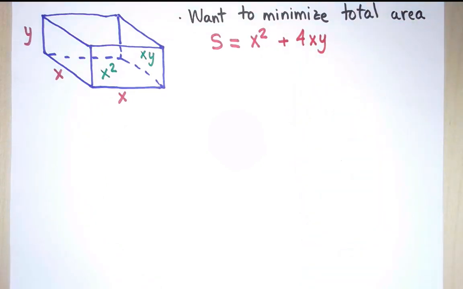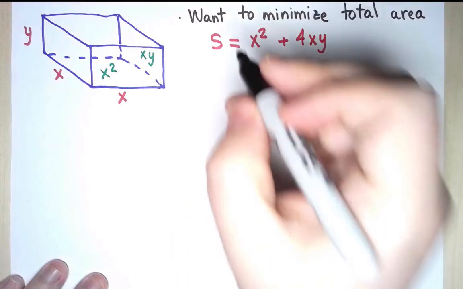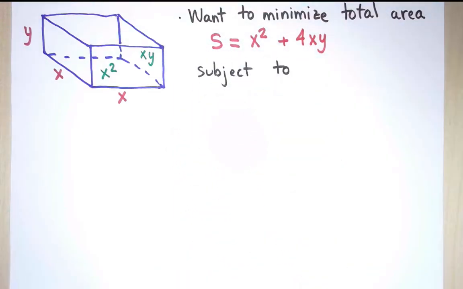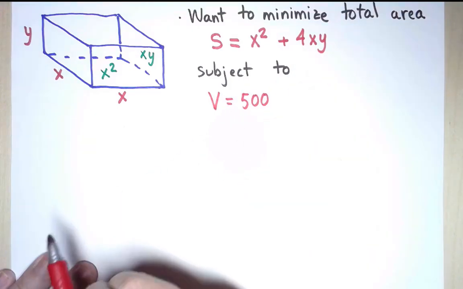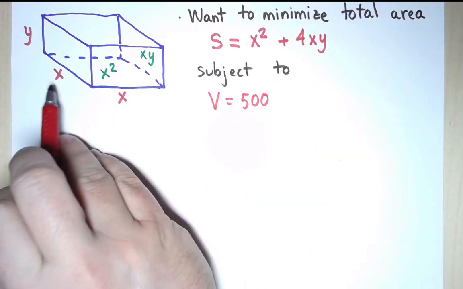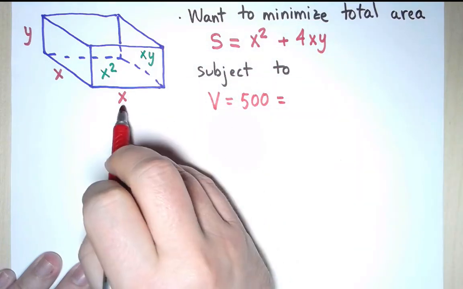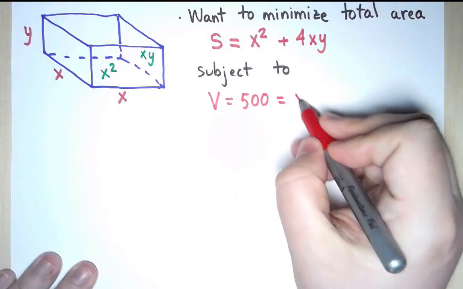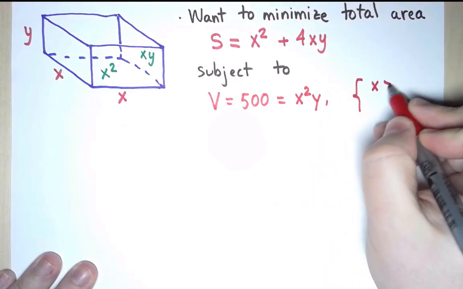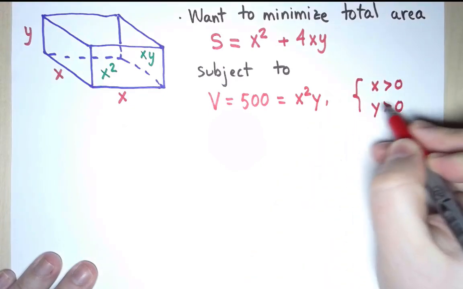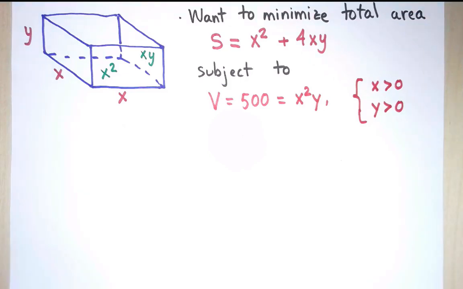That's the quantity I want to minimize. However, x and y are not independent variables, they are related. There is an extra constraint because we want the total volume of the box to be a fixed quantity. We want the total volume to be 500 cubic centimeters. Now the volume of a box is the product of the 3 dimensions, so it's going to be x times x times y, or x squared y. I think I should also say that x must be a positive number and y must be a positive number, otherwise the problem doesn't make any sense physically.